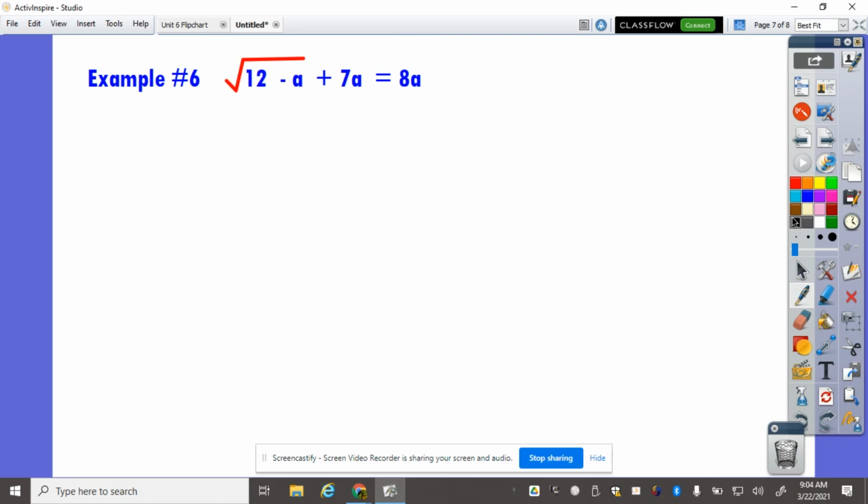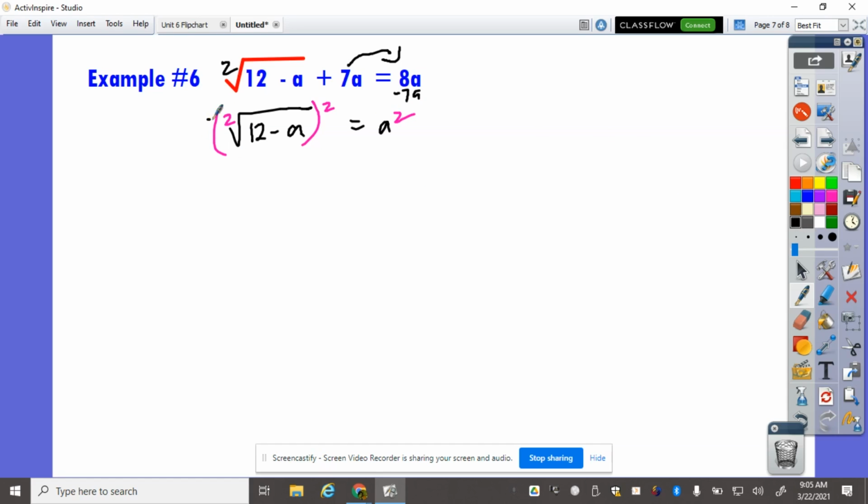All right. For our last example here, example number 6. Square root, the invisible index there is 2, of 12 minus a, then outside it is plus 7a equals 8a. Again, we all know from the steps that we have to isolate the radical expression by moving this to the other side. So we have square root of 12 minus a equals 8a minus 7a, that gives you just 1a or just a. Now, what do we need to do here? The index there is 2, so we have to square it, and we have to square this.